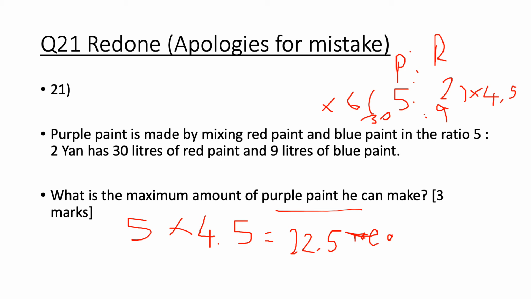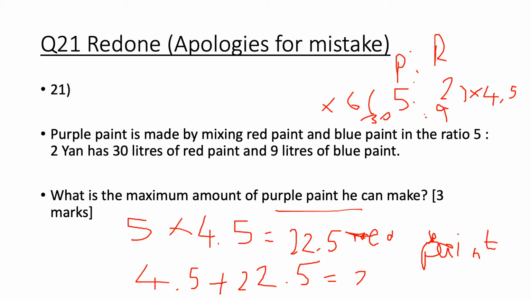So red paint plus, oh sorry, I can't even write now. I think my mouse has gone a bit funny. Red paint. And then we've got 4.5 liters of red paint, so 4.5 plus 22.5 gives us 27. So the answer to my question is 27 liters can be made.